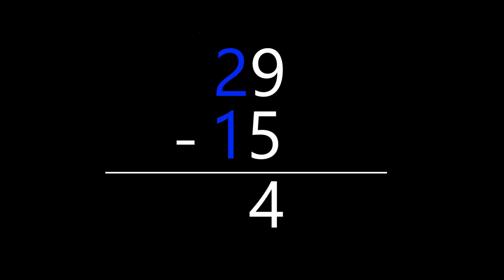Now, let's learn how to subtract two-digit numbers. Take this example, 29 minus 15. When performing subtraction, always start from the rightmost digit and work your way to the left. First, we subtract the ones place. 9 minus 5 equals 4, so we place 4 in the ones column. Next, we move to the tens place. 2 minus 1 equals 1. That gives us the final answer, 14.